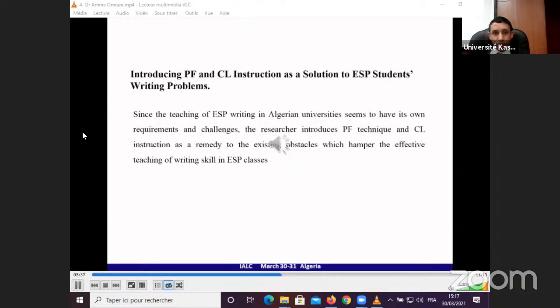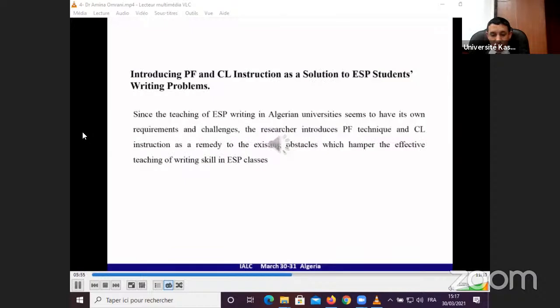Since the teaching of ESP writing in Algerian universities seems to have its own requirements and challenges, the researcher introduced a peer feedback technique and cooperative learning instruction as a remedy to the existing obstacles which hamper the effective teaching of writing skills in ESP classes.